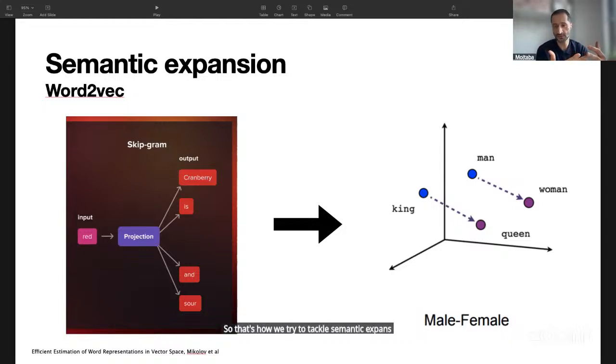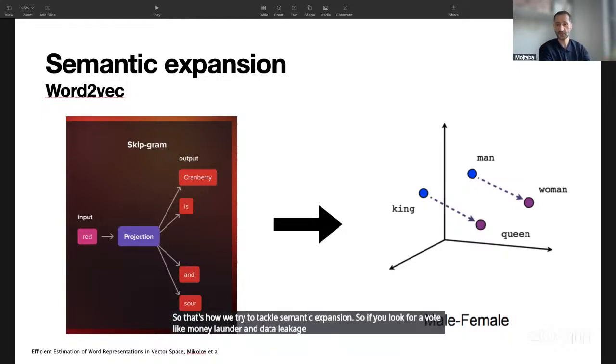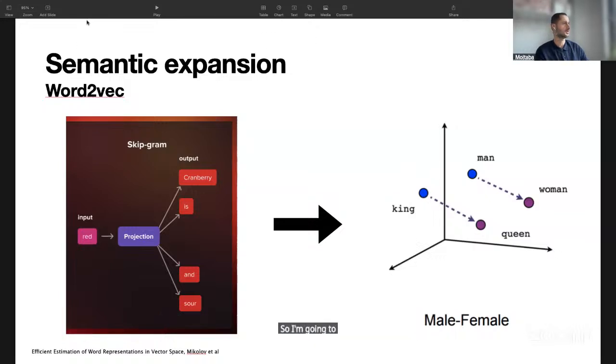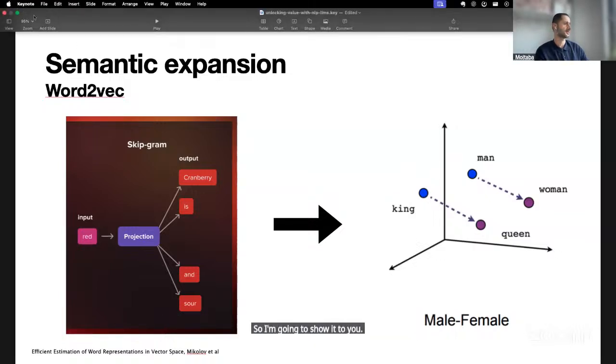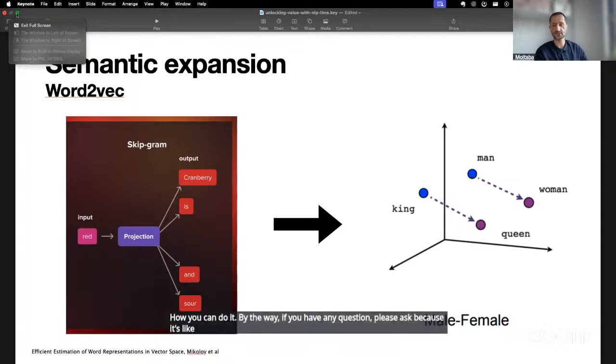So if you look for a word like money laundering or data leakage, our word2vec could give you some options: okay, you're looking for a particular query, but there might be some other queries that are related to money laundering. So I'm going to show you how you can do it. By the way, if you have any questions, please ask, because it will be much more interesting if we keep this presentation more interactive.